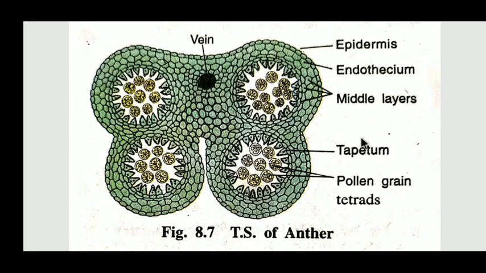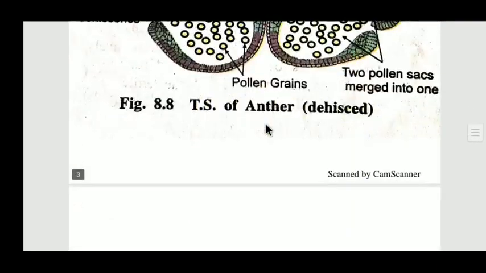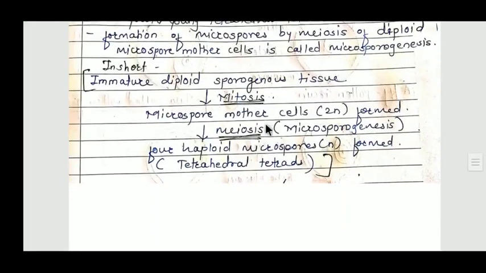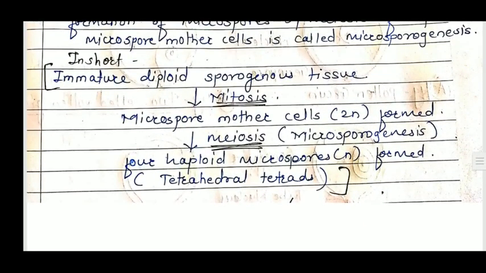So what is the next point in TS of anther? That is microsporangia, or all about this pollen sac. In short, I have explained this here. We'll focus on this point only: the 2 pollen sacs get merged with each other during maturation. Then the immature diploid sporogenous tissues undergo mitosis. What is mitosis? Equational division. And each single cell forms a microspore mother cell, which is again diploid in nature.